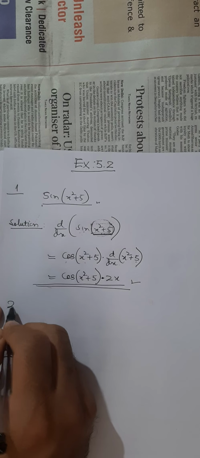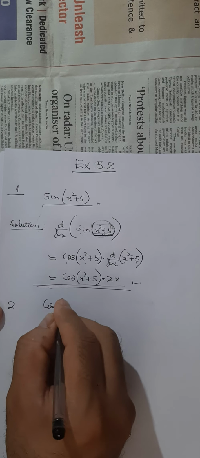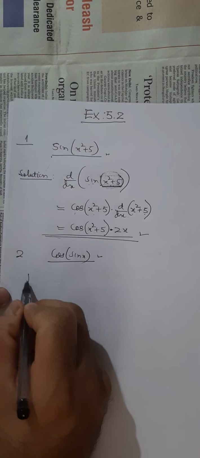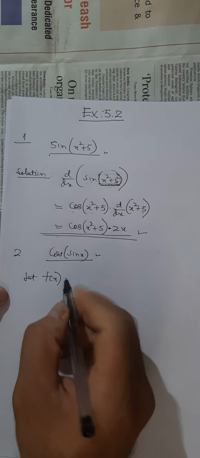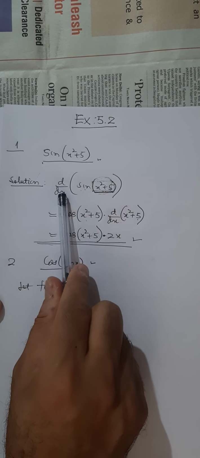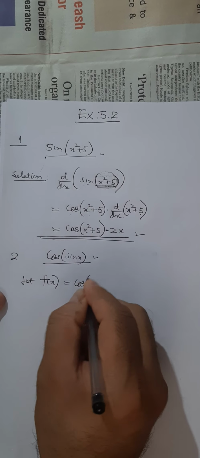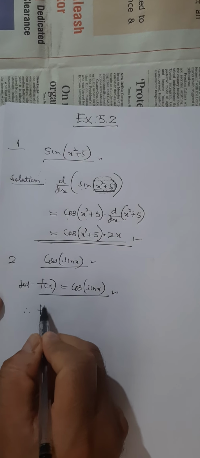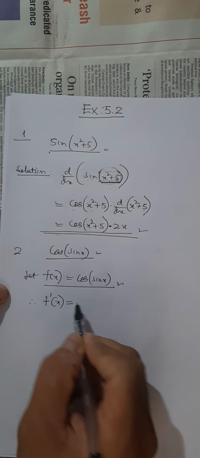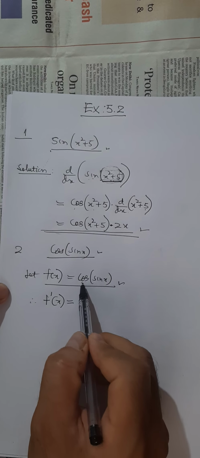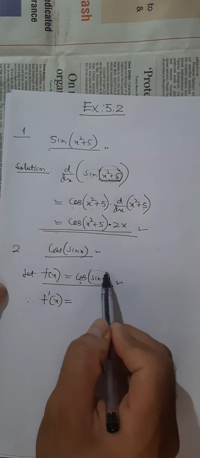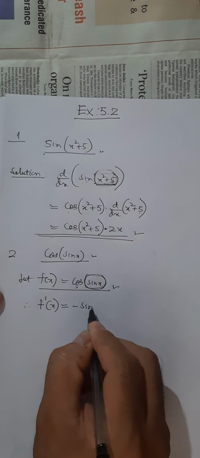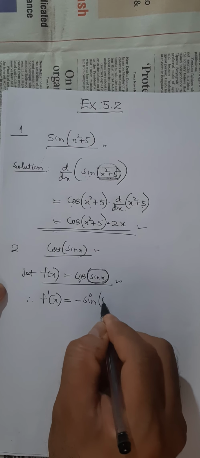Let me go to the second. There the function is cos of sine x. I can take this as f(x) also, whichever way you do. You can directly write d by dx also, it's up to you. Cos of sine x. Now I want the derivative of this, so therefore f dash x. You know now, the derivative of the outer function first. You imagine this as x. So what is the derivative of cos? Minus sine, this inner function as it is, sine x.